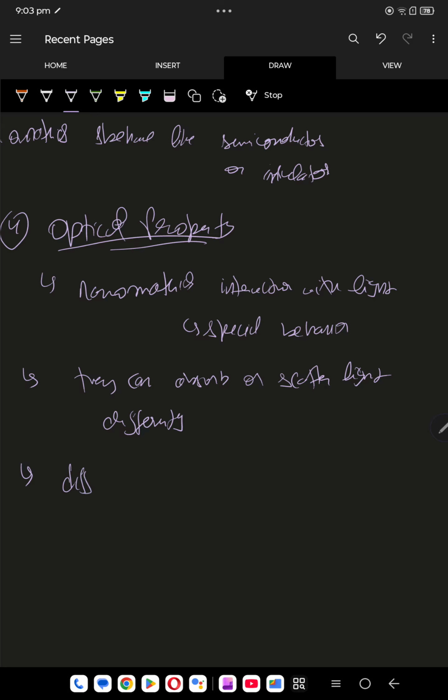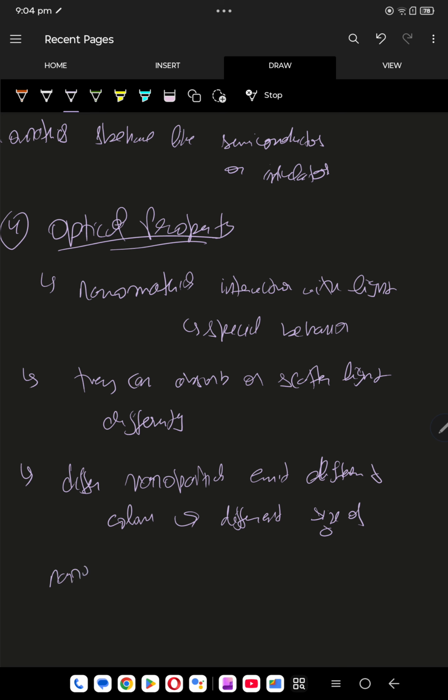Different nanoparticles emit different colors. Why? Because different sizes of nanomaterials scatter light of different wavelengths of light.